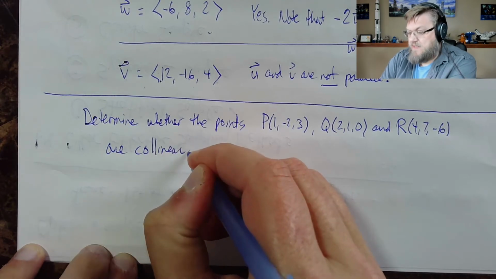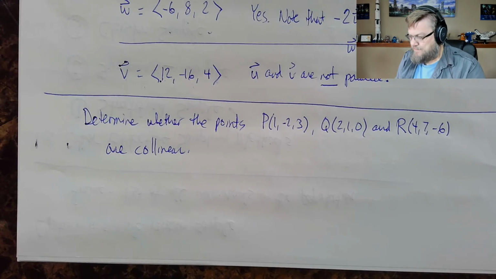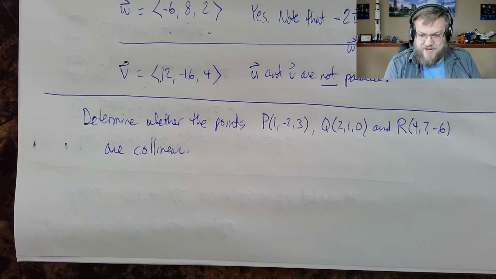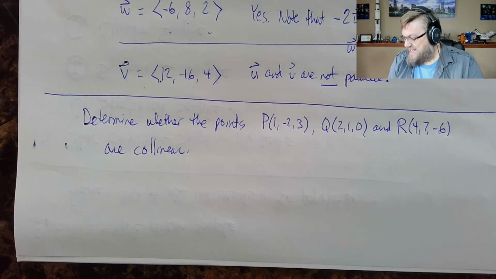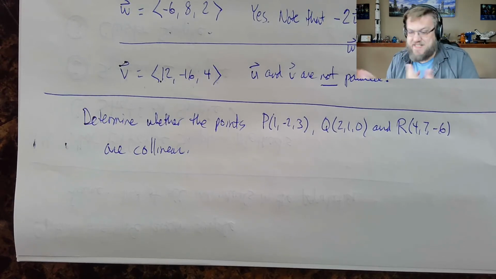In other words, they cohabitate on the same line, right? They live on the same line, collinear, yeah? Now, this might be a tough question if we didn't have the proper tools for it, right? Because let's think about this, right?